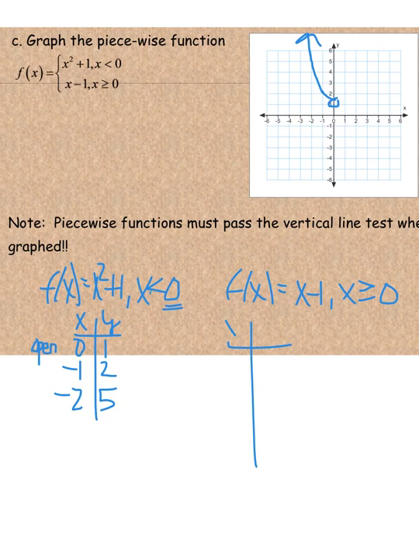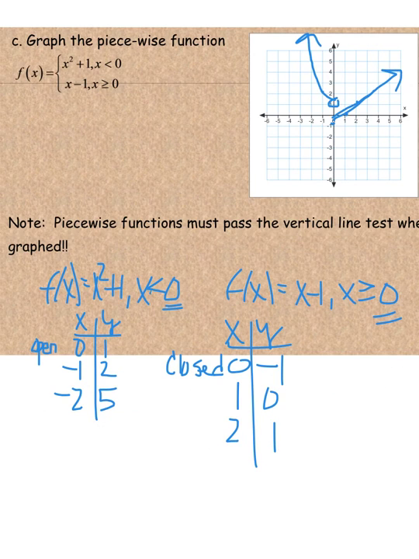Again, I make a table of values. I always start with that given value. This will be a closed circle because it has an equal sign. That value will be included, as will values that are greater than 0 be included, such as 1 and 2. We substitute these values into our equation. We plot these points. And we should also know that the equation f of x equals x minus 1 is the equation of a line. We're going to draw the piece of that line where my x values are greater than or equal to 0.